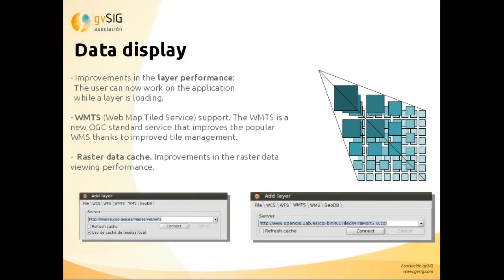Another improvement is that gvSIG 2 includes the web map tile service support. It's like the web map service, but with a few differences. For example, it manages the layers, but with tiles. And another improvement is the raster data cache. There are some improvements for viewing raster data.